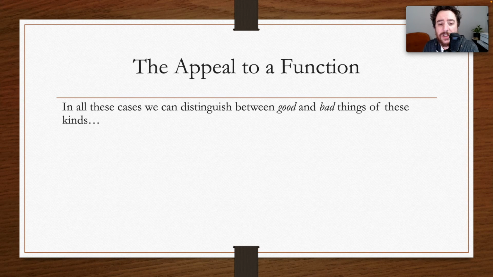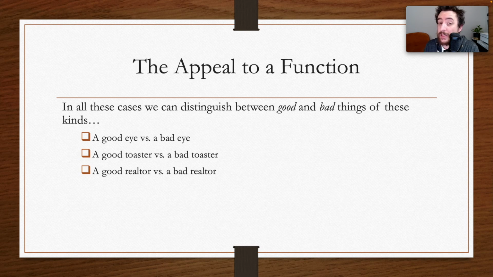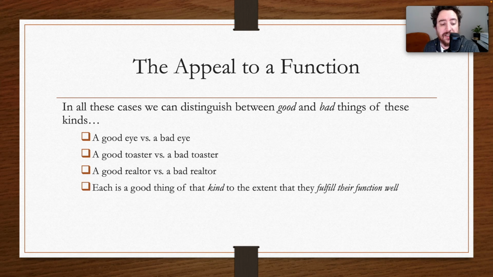In each of these cases, we can distinguish between good and bad examples of those kinds of things. There's good eyes and there's bad eyes. There's good toasters and bad toasters. There's good realtors and there's bad realtors. And in all these examples, it looks like each is a good thing of that kind to the extent that they fulfill their function well. The function of an eye is to see. And so an eye that sees well is a good eye.